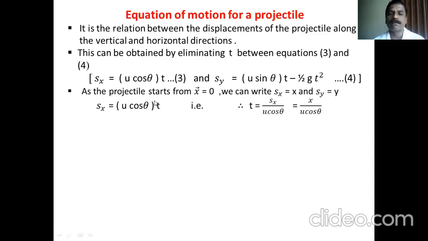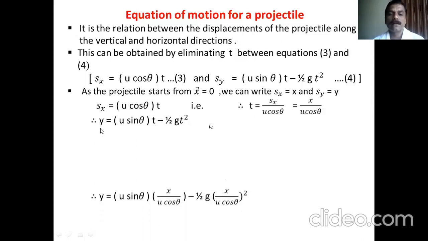So we can find the equation for small t, that is the time factor. Sx divided by u cos theta. Now Sx is replaced with x, so this equation will become t is equal to x upon u cos theta. Now we can take equation number 4. Sy is replaced with y, which is equal to u sin theta into t minus half g t square. Now we can put the value of t and t square from this equation in this y.